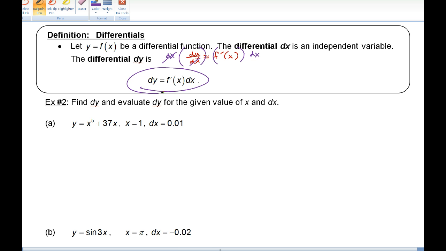So basically here, your delta x is going to be very small. We want to find dy, the change in y when the change in x is 0.01. So dy is going to be 5x to the fourth plus 37, and then we just put the dx at the end. That's all you have to do, and then just plug in all your values. So when x is 1, plug in 1. So we get 5 plus 37, and dx is 0.01.